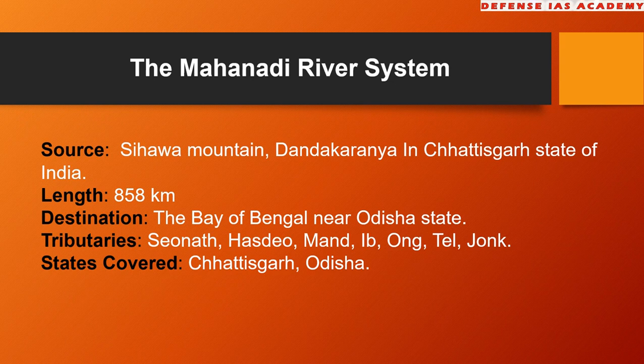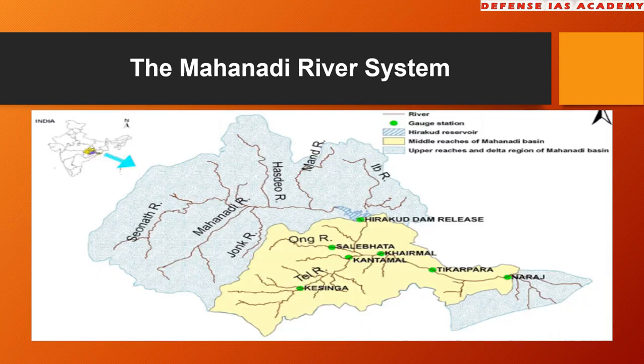So, next, the source of the Mahanadi river is Sihawa mountain, which is in Chhattisgarh state of India. The total length of the Mahanadi river is 858 kilometers. Then it falls off into the Bay of Bengal near Odisha state. The tributaries are Seonath, Hasdeo, Mand, Ib, Ong, Tel, Jonk, etc. The states covered are Chhattisgarh and Odisha.